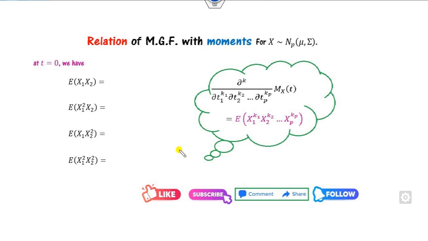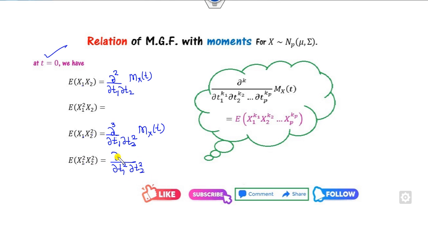I will explain with the help of an example. Like here, how can you find that? It is the partial derivative with respect to t1 one time, and partial derivative with respect to t2 one time. So it's a 2, at t equal to 0. How can you define this? Partial derivative of t1, partial derivative of t2 two times. Now the total is 3 of Mx(t). Similarly, this will be partial derivative t1 square, partial derivative t2 square, a total of 4 times, of Mx(t).